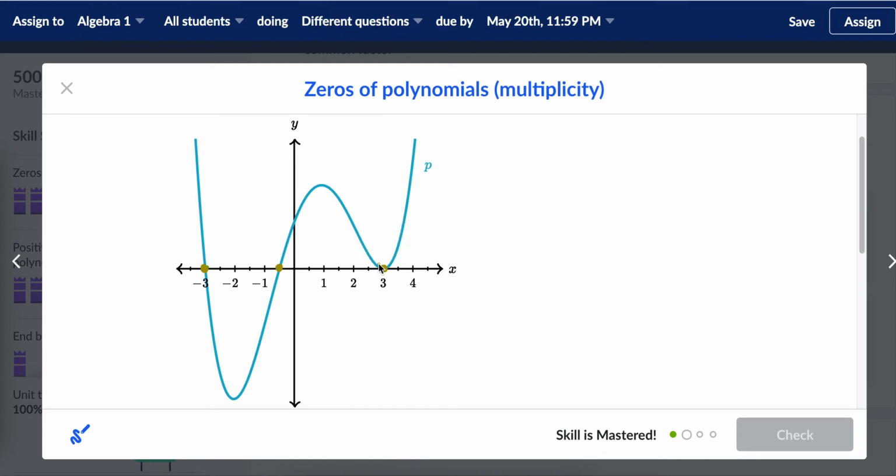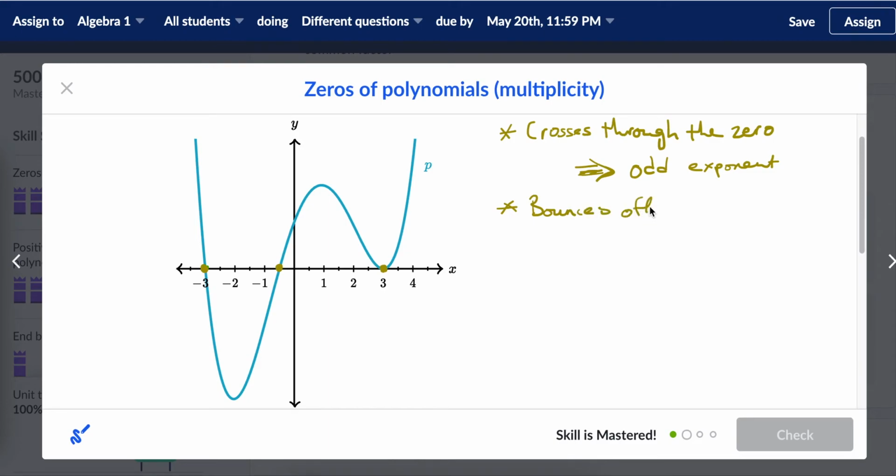And when something bounces off the axis, it has 2 zeros at that point. Or it has an even number of zeros. So the idea here is if it crosses through the 0, then it has an odd exponent. So that means an odd exponent on the 0, right? And then if it bounces off the 0, then it has an even exponent.